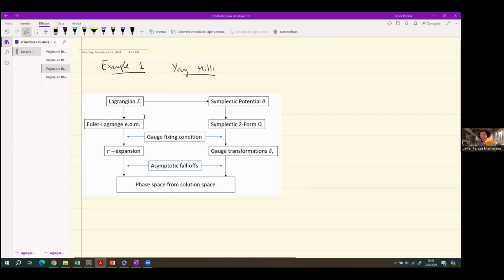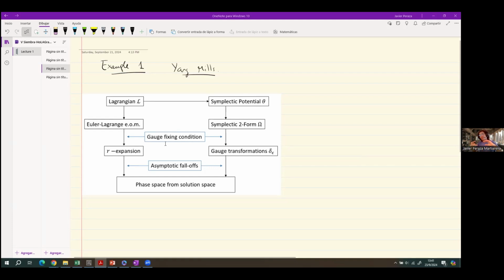So first you have to take the symplectic potential and the symplectic two-form. Okay, and with the Euler-Lagrange equations and the symplectic two-form, you have to do the gauge fixing. Gauge fixing means choosing the particular gauge that you want to be in. So in Yang-Mills, we're going to see an example.